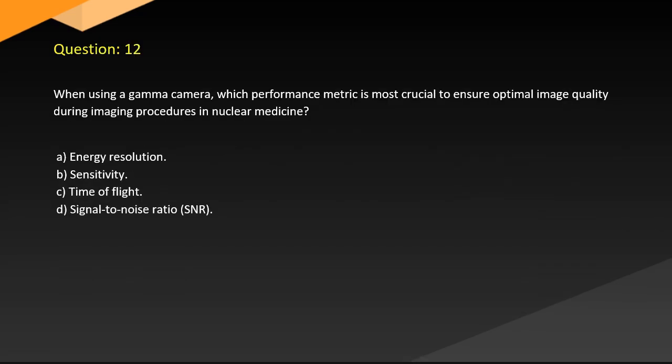Question 12. When using a gamma camera, which performance metric is most crucial to ensure optimal image quality during imaging procedures in nuclear medicine? A. Energy resolution. B. Sensitivity. C. Time of flight. D. Signal-to-noise ratio, SNR.